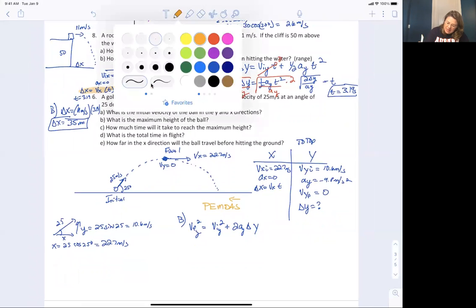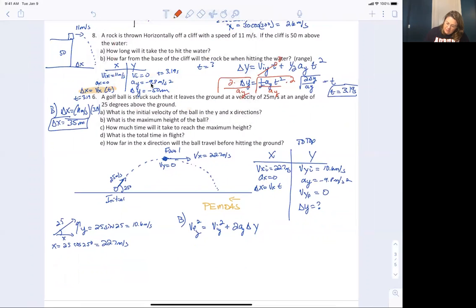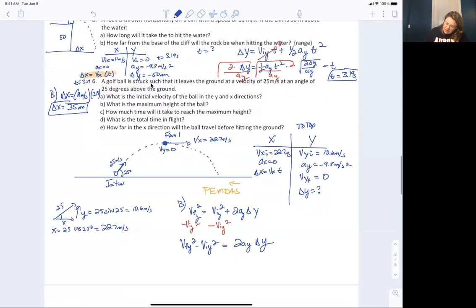And the answer is yes. We have V initial squared that has been added. So I have to do the opposite. So I have to subtract it. So we're kind of going backwards on PEMDAS. And so I subtract it from both sides. So V final in the Y direction squared minus V initial in the Y direction squared equals 2A_Y delta Y. I'm trying to get delta Y by itself.